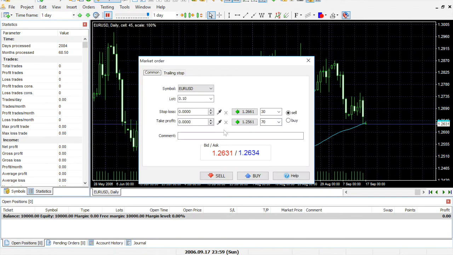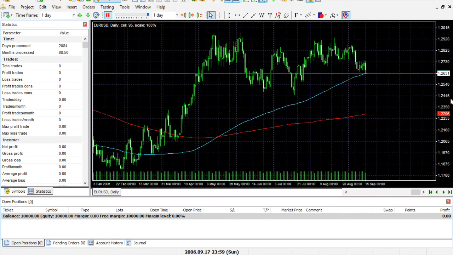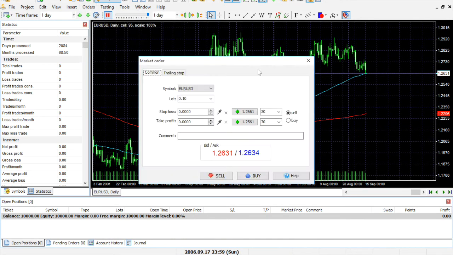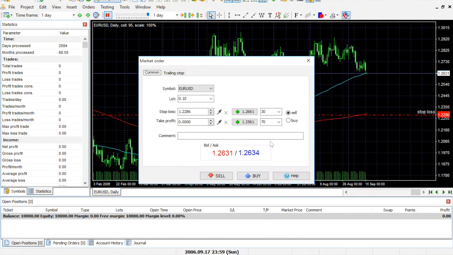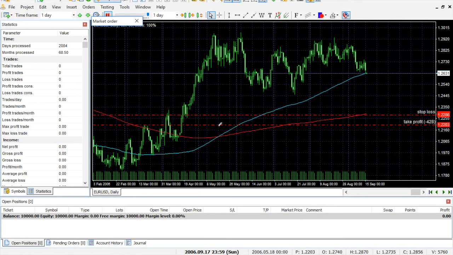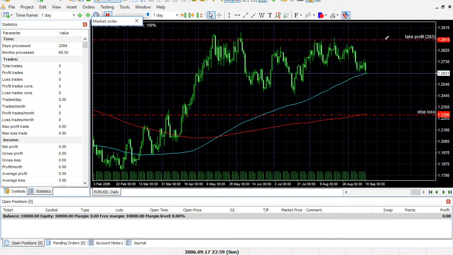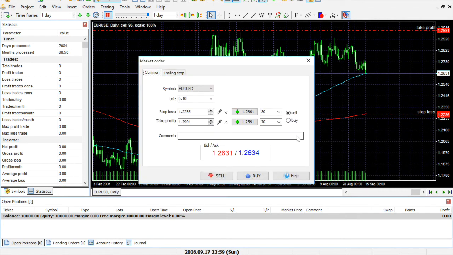So I'm going to make a new order from here. My stop loss I'm going to put just underneath the 300 period, and my take profit, I'm going to put exactly the same amount of pips away, so that was 361 pips, but obviously in the upwards direction in this case. Take it there.